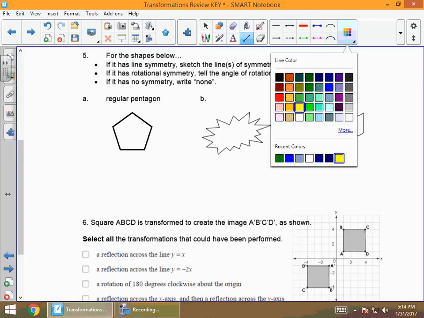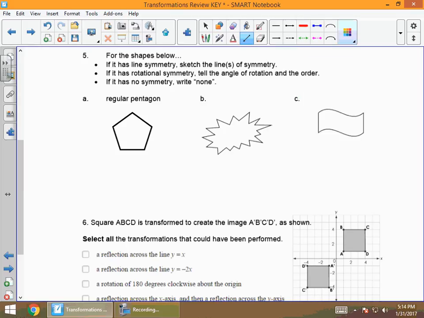So where are those lines of symmetry? Well, let's draw them in. They're going to go from the vertex over through the midpoint of the other side.